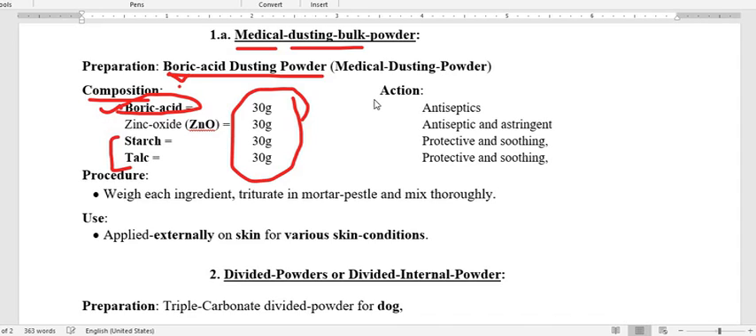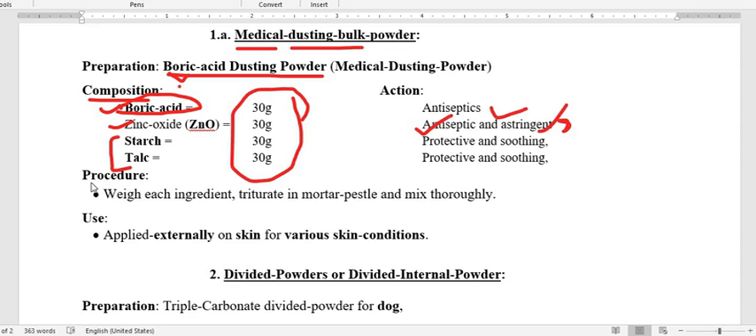Boric acid is antiseptic in nature, whereas zinc oxide is not only antiseptic but also astringent. So what is astringent? Astringents are the agents, drugs, compounds or materials that we already discussed, which precipitate the protein. That is called astringent. Whereas the starch and talc are protecting as well as soothing in action.